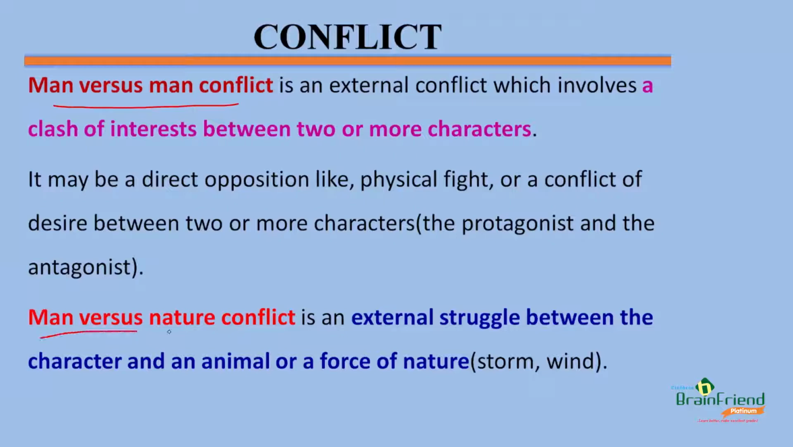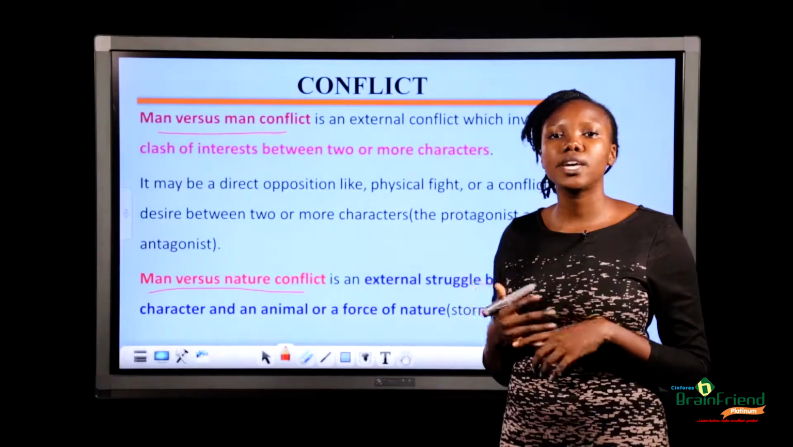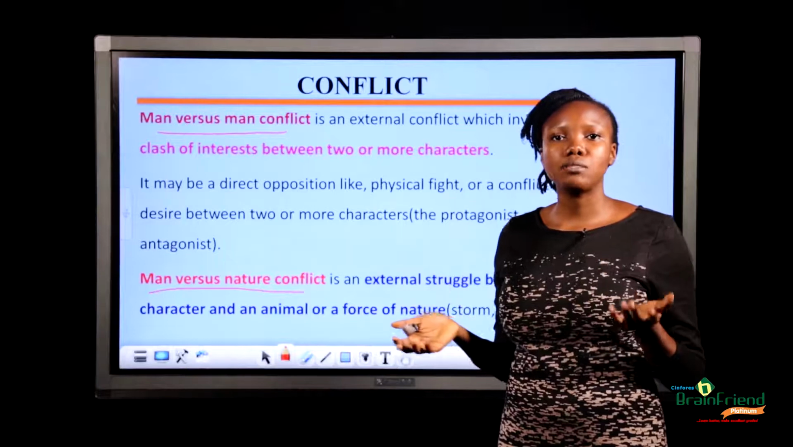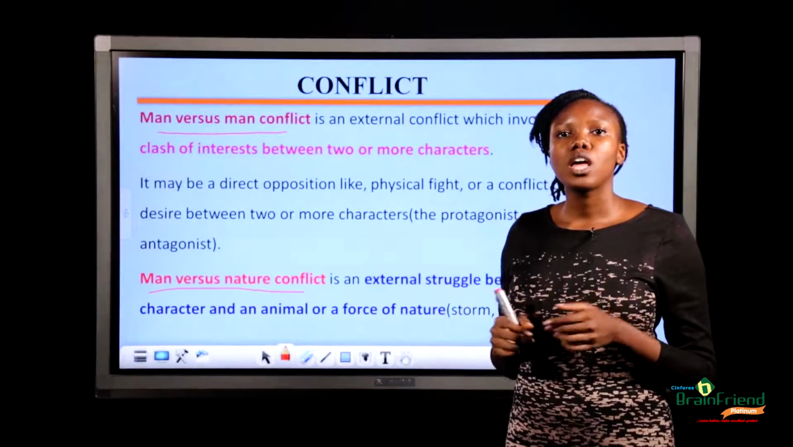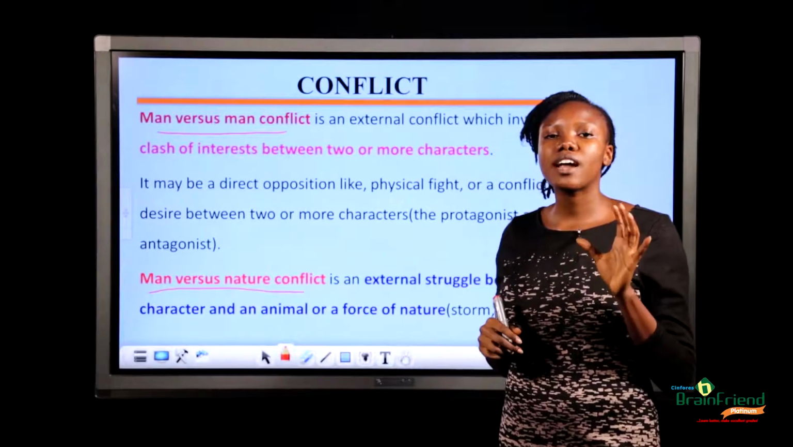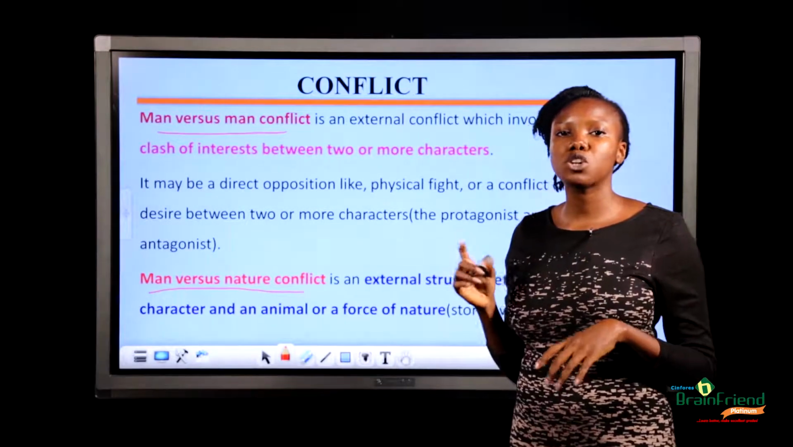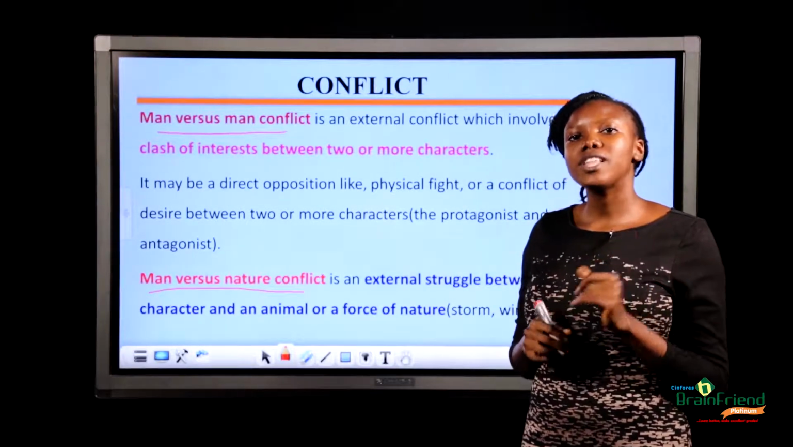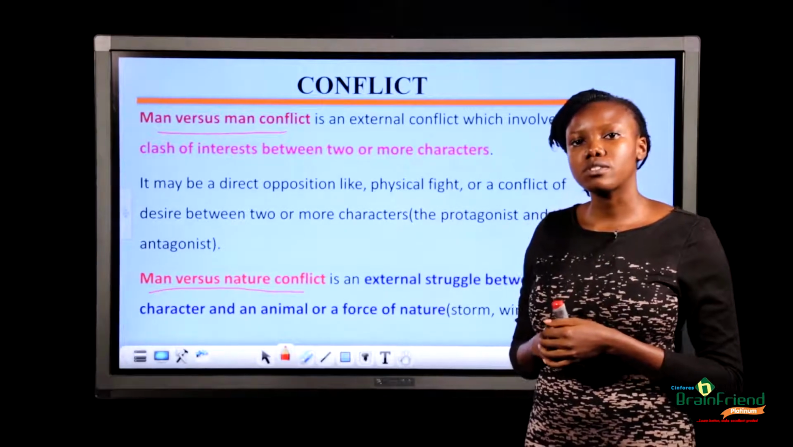Man versus nature conflict is an external conflict, a conflict between man and nature. When we say nature, we refer to climate, weather, or even animals. For example, in the book The Old Man and the Sea, there was a conflict between the main character, the old man, and a fish called Marlin. Now, let's see the elements of a plot.